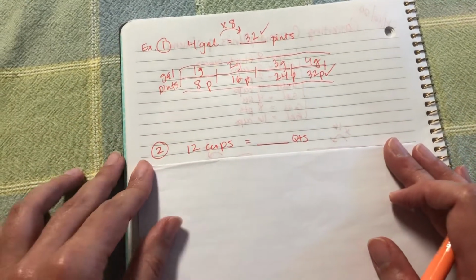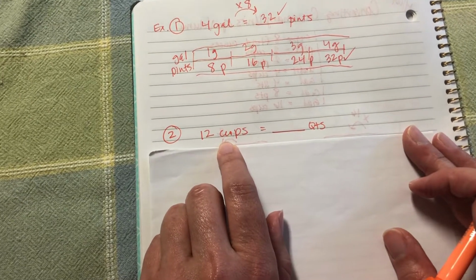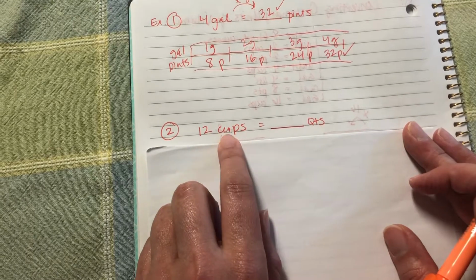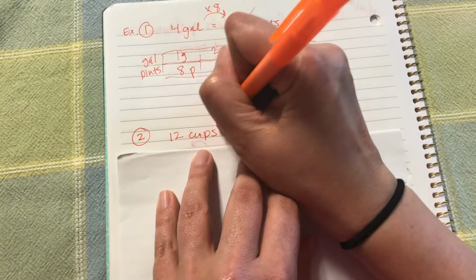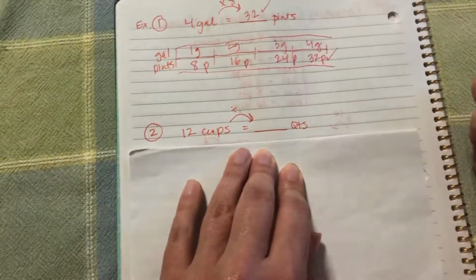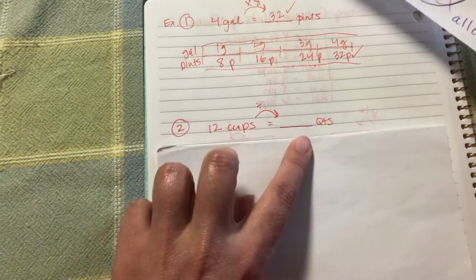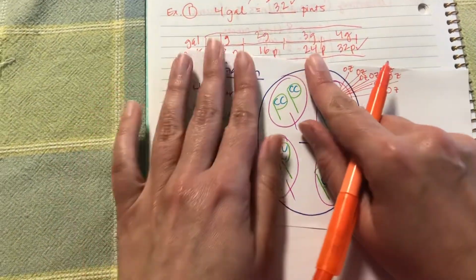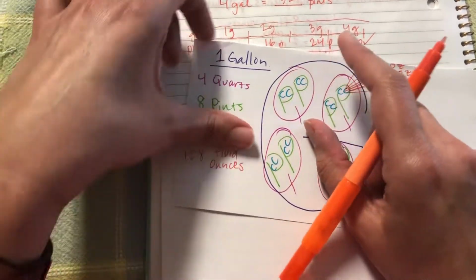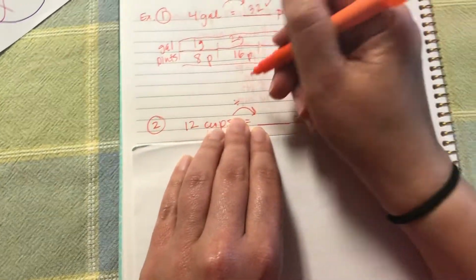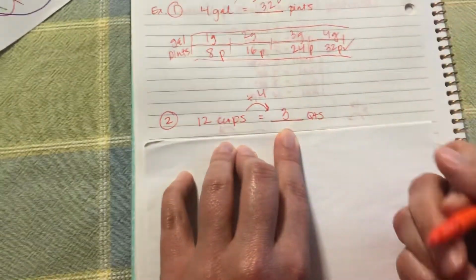Next one, 12 cups to however many quarts. And again, we're looking at the size, and so cups are a small unit, and we're going to a larger unit, so that means we are going to divide. So the question is, what are we going to divide by? Well, if I'm not sure, I can always come back here and say, okay, I have cups to quarts, so for every quart, I have 4 cups. So 1, 2, 3, 4 in that quart. Okay, so I'm going to divide by 4. So 12 divided by 4 should get me 3 quarts.